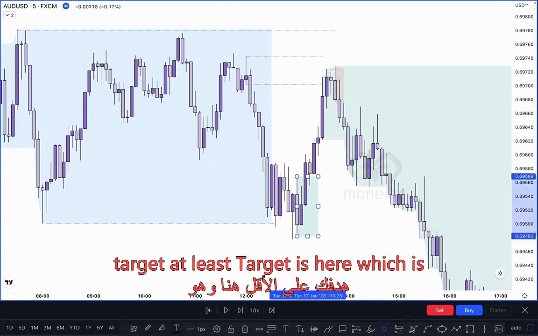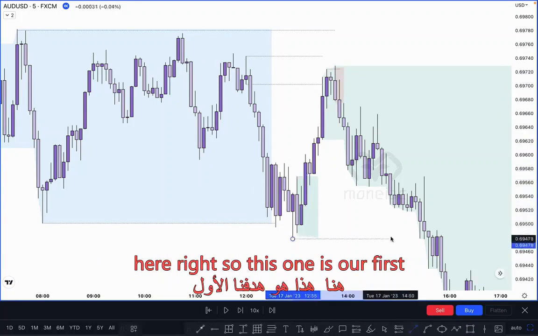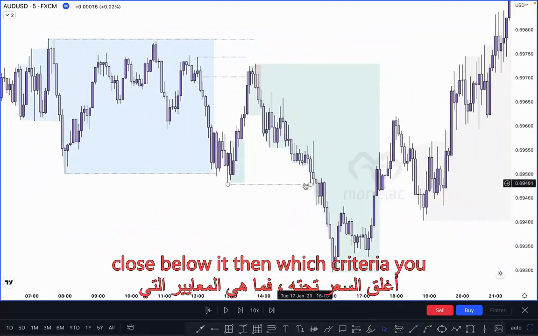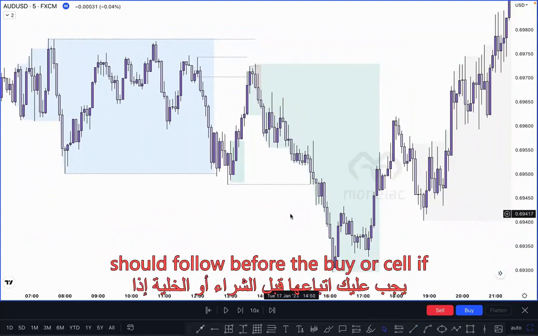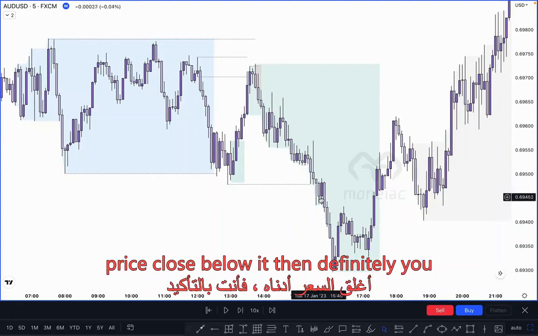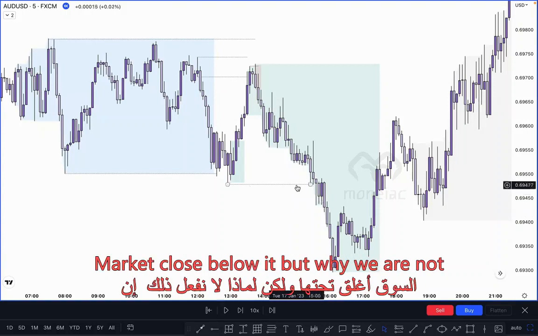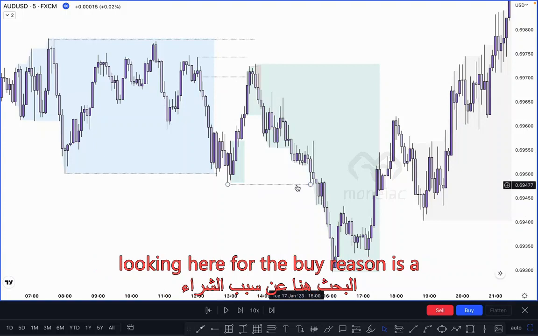And where is your target? At least the target is here, right? So this one is our first target. And what happened here? If price closes below it, then which criteria should you follow before the buy or sell? If price closes below it, then definitely you are looking for the sell again, because the market closed below it. But why are we not looking here for the buy?